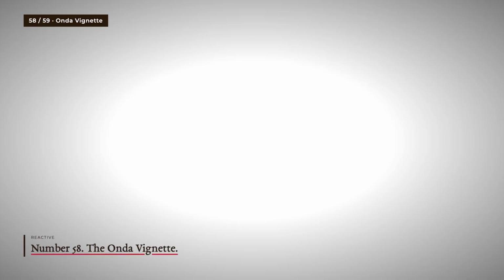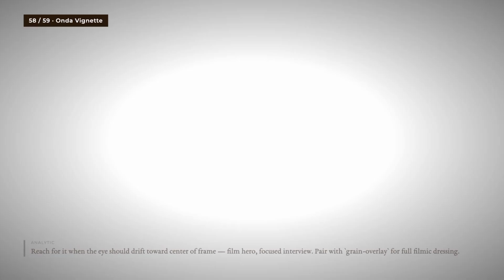Number 57, the Onda GrainOverlay. Reach for it when the whole piece should feel filmic, a top-of-stack overlay that quietly warms everything beneath it. Pair freely, never the focal element. Number 58, the Onda Vignette. Reach for it when the eye should drift towards center of frame, film hero, focused interview. Pair with GrainOverlay for full filmic dressing.